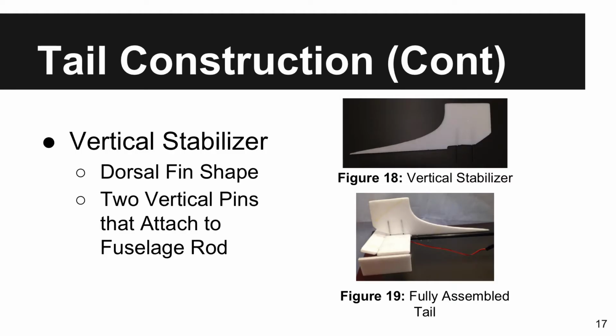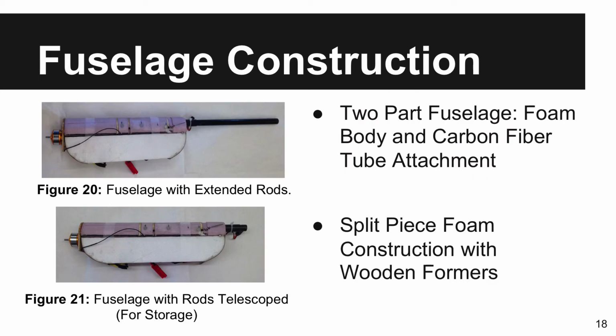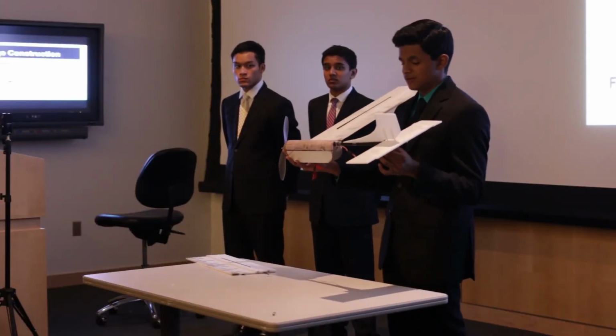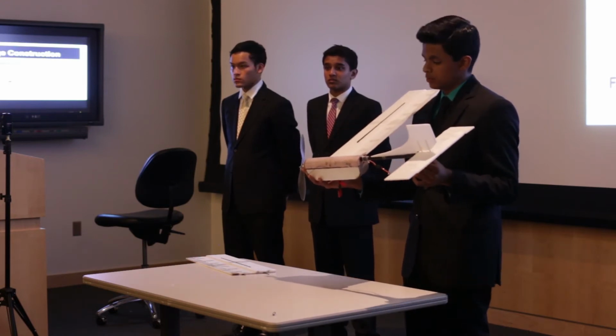For the vertical stabilizer, with its dorsal fin design, we cut it using a hot wire cutter as well as sandpaper. The two vertical pins drop down straight through the horizontal stabilizer and into the fuselage. The final piece in construction was the fuselage itself. This was created in a two-part design, the front half being pink insulation foam and the back half being carbon fiber tubes that could telescope within each other.